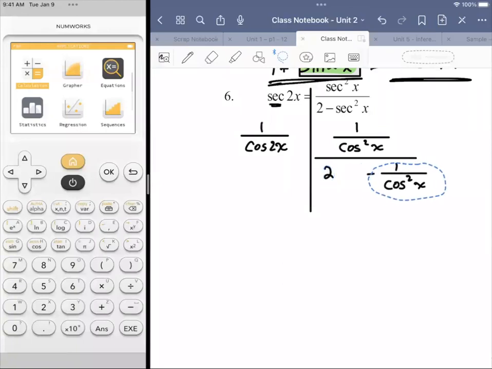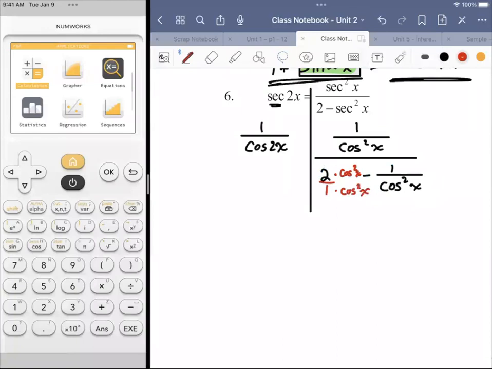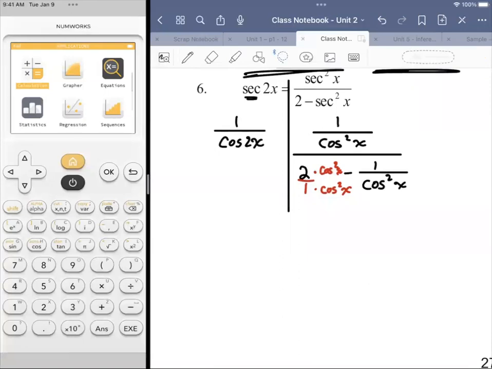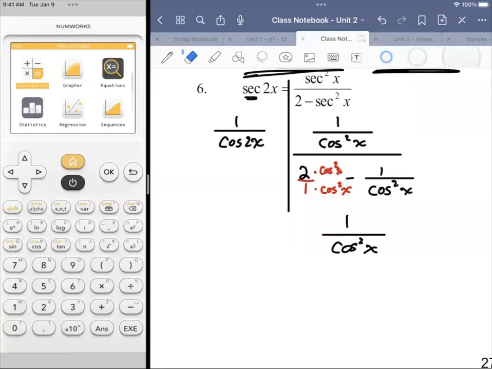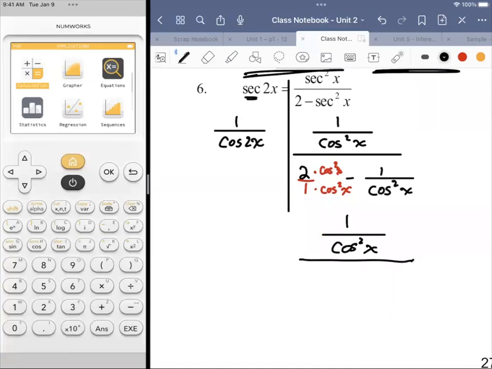So on the bottom here, I have a number minus a fraction. So I'm spacing it out because I'm about to get a common denominator. All right. So I'll have to multiply top and bottom. Now that 2 is really a 2 over 1. I'm going to multiply top and bottom by cosine squared x. So I'm going to leave the top alone, 1 over cosine squared x. On the bottom, I'm going to have 2 cosine squared x minus 1 all over cosine squared x.